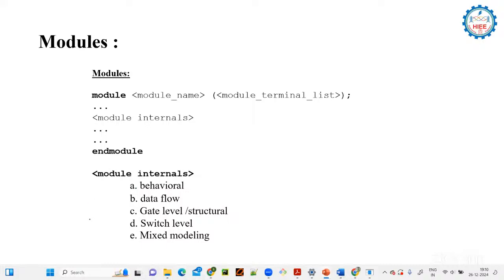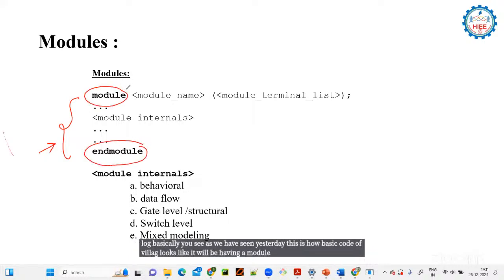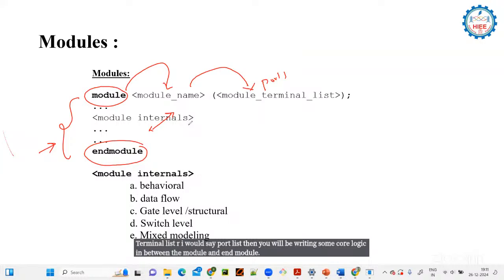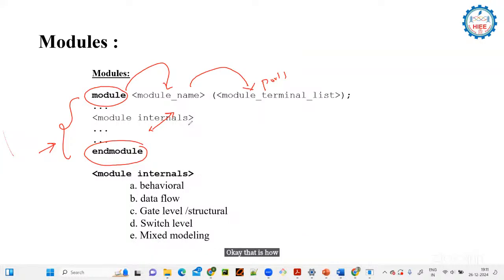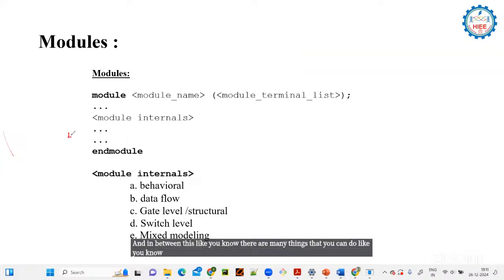Now let us see what the different levels of abstraction in Verilog are. As we have seen yesterday, this is how the basic code of Verilog looks. It will have a module and endmodule, followed by some module name and some terminal list, or I would say port list. Then you will write some core logic in between the module and endmodule. That is how the structure of a Verilog code generally looks. And in between, there are many things that you can do, like how you can write the code within this module and endmodule. You can write it in many ways.